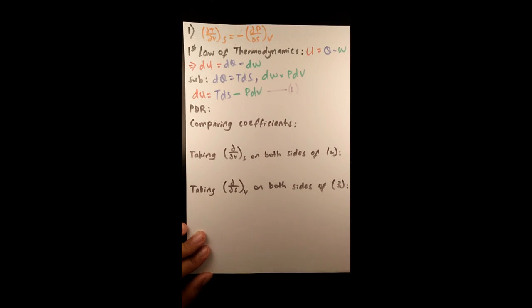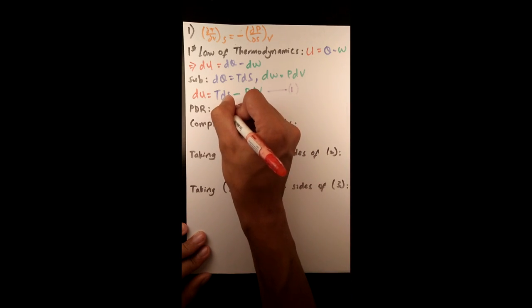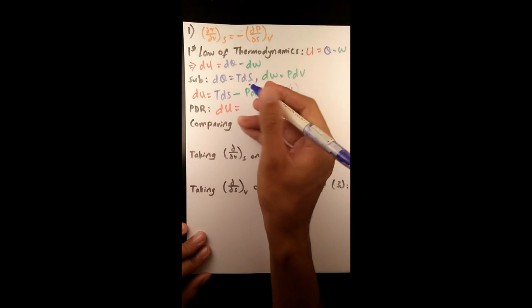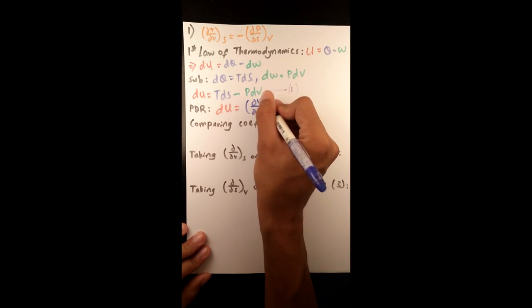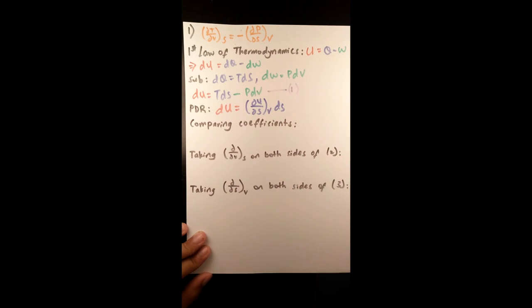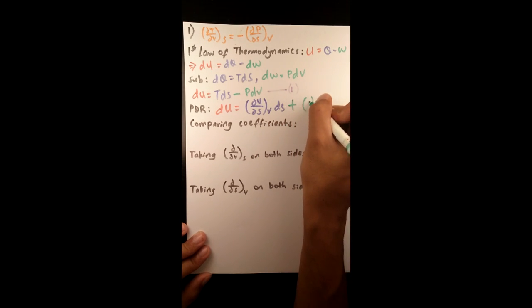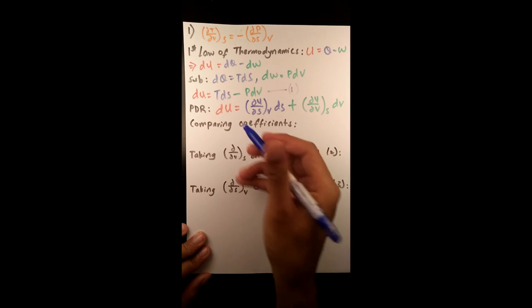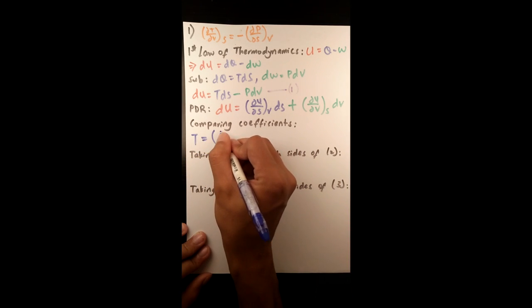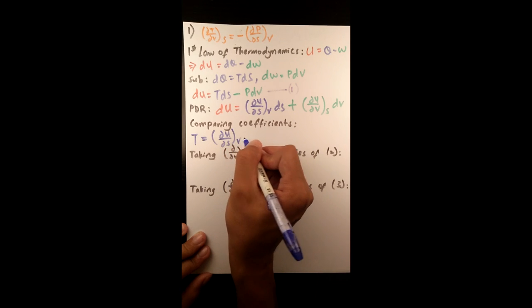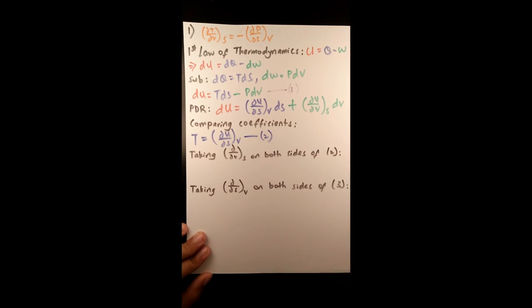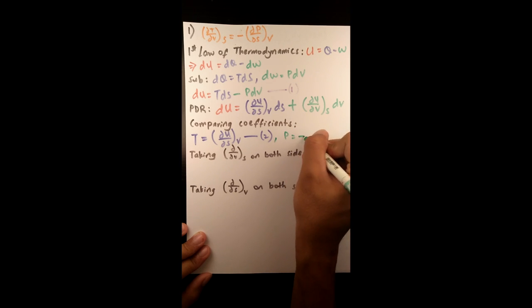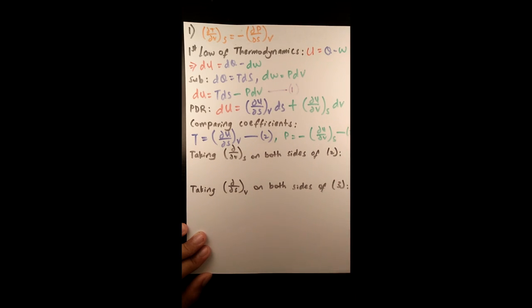By the partial derivative rule, we know that dU equals ∂U/∂S keeping V constant dS plus ∂U/∂V keeping S constant dV. Comparing coefficients, we get T equals ∂U/∂S keeping V constant, which we label as equation 2, and P equals negative ∂U/∂V keeping S constant, which we label equation 3.